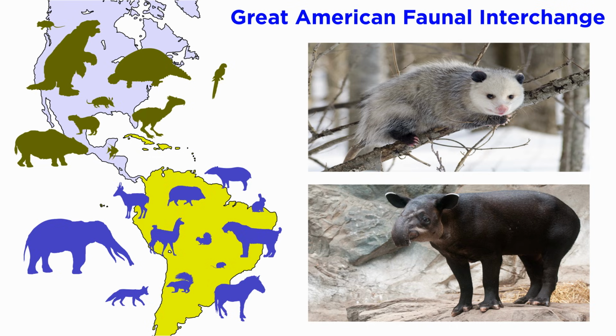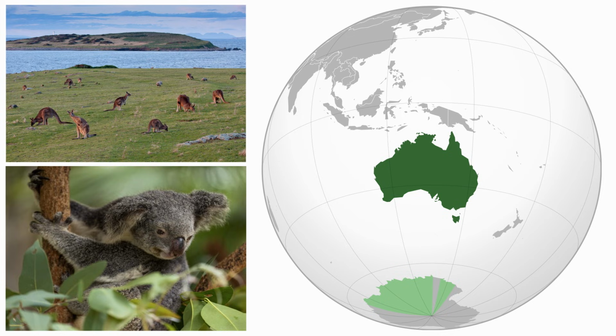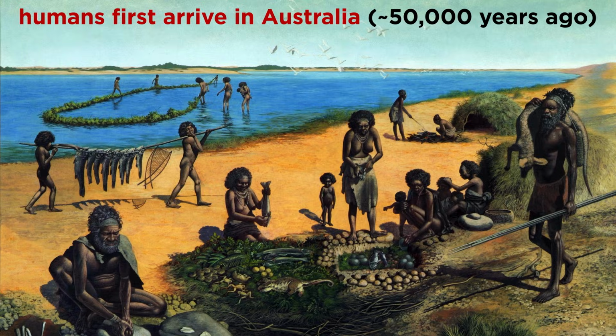American Faunal Interchange, around 2.7 million years ago, that led to the extinction of a great many marsupial mammals and their replacement with placentals. However, since Australia remained isolated, its marsupial forms flourished. That is, until the arrival of humans some 50,000 years ago, which coincided with the extinction of many marsupials.